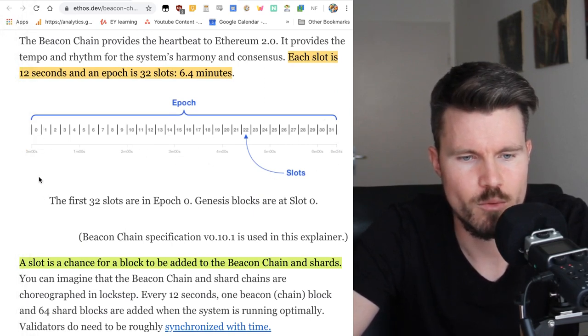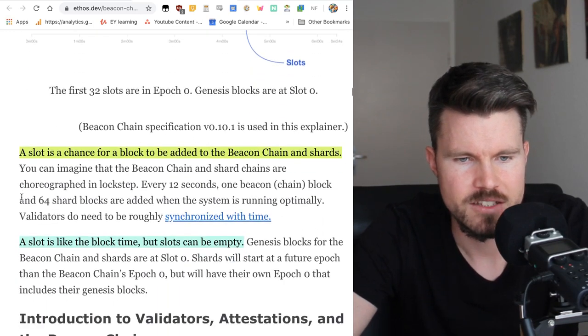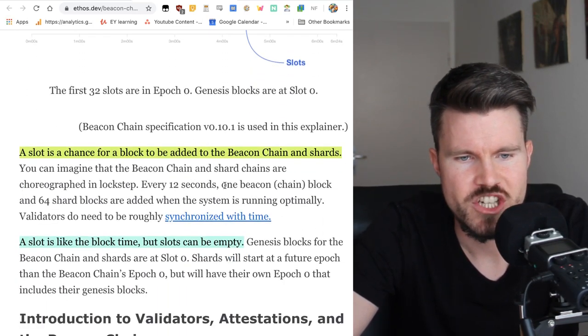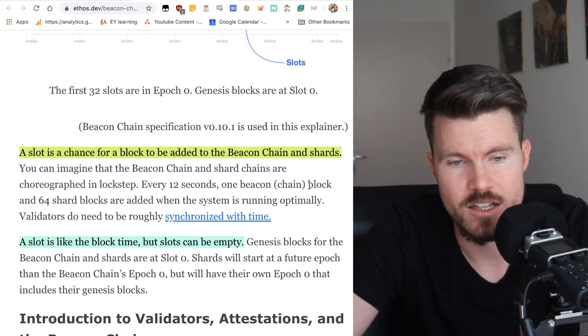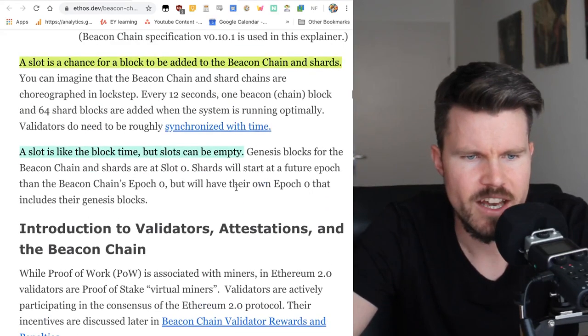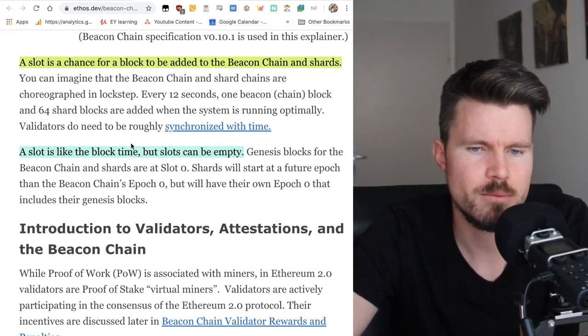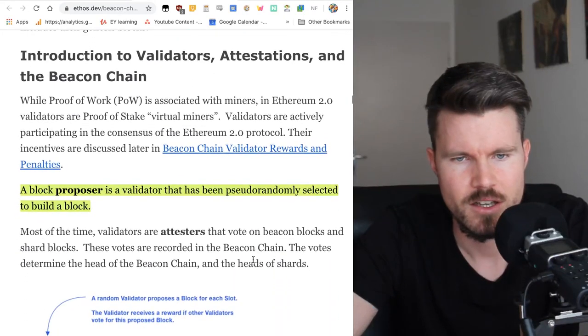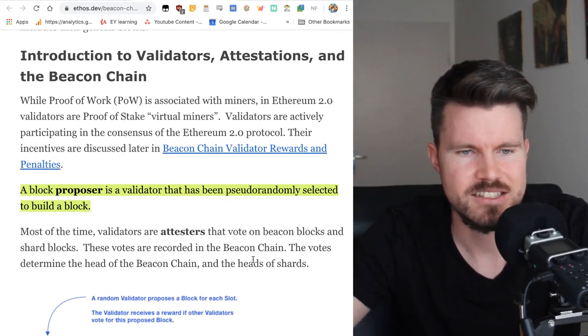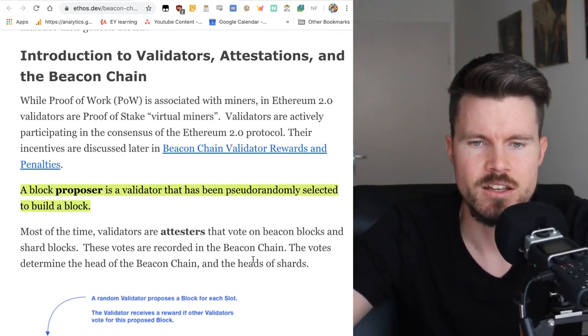As you can see, we start with zero. A slot is a chance for a block to be added to the beacon chain and shards. So a slot is like the block time, but slots can be empty. Now, validators, attestations, and the beacon chain.